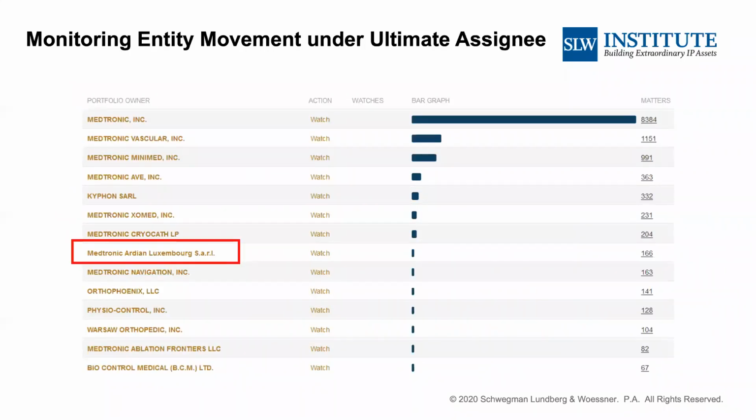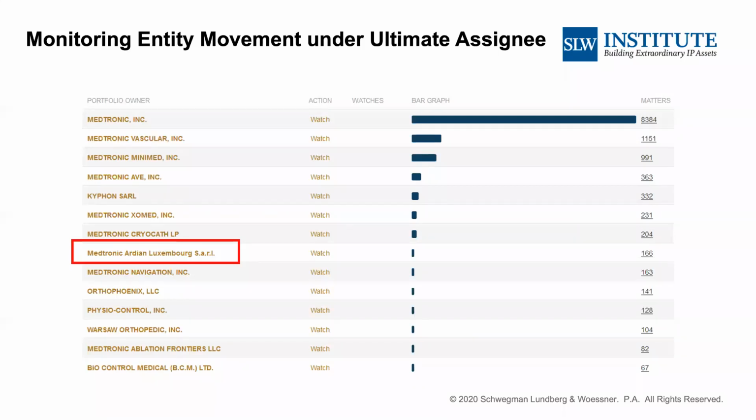we can start to see by ownership under an entity movement underneath the ultimate assignee. So we can start to see movements from various tax planning entities in different countries in Europe to the Luxembourgian tax entity right now, where you're starting to see a movement of matters from the Covidien and the Medtronic various entities into something that's more of a tax plan.